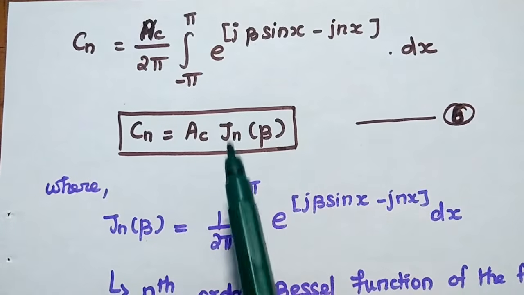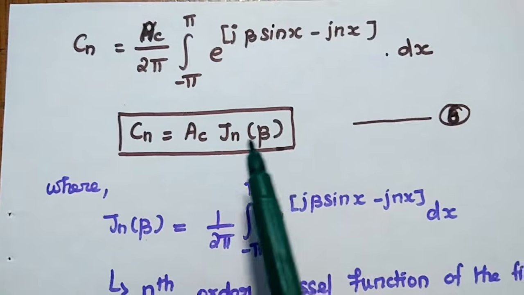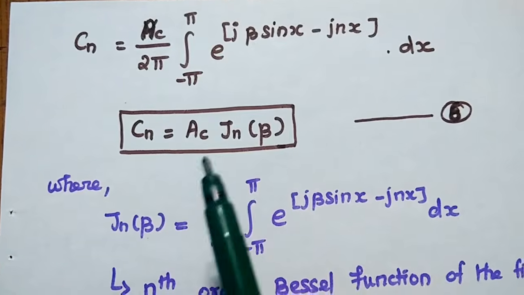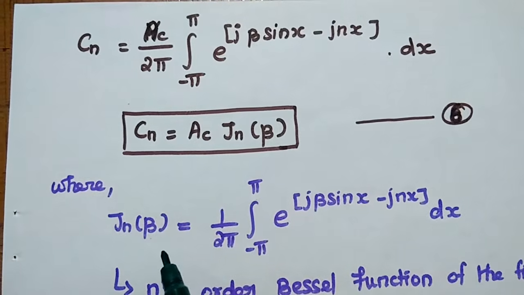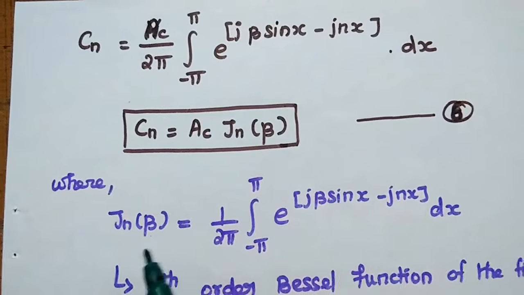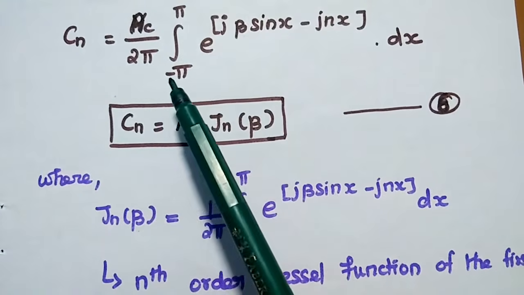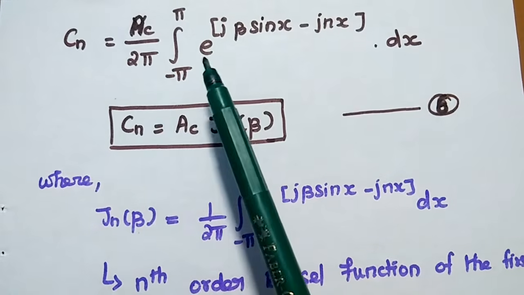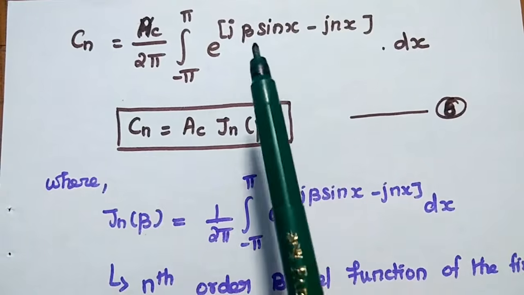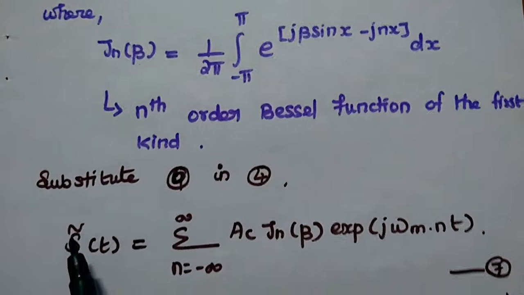So this can be written as AC into Jn of beta. Here Jn is nothing but the Bessel functions. The Bessel function is widely used to represent the signal in communication process. So Jn beta is nothing but 1 by 2 pi integral from minus pi to pi e power j (beta sin x minus nx) dx. Here this is the nth order Bessel function.